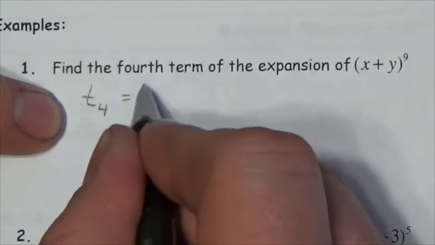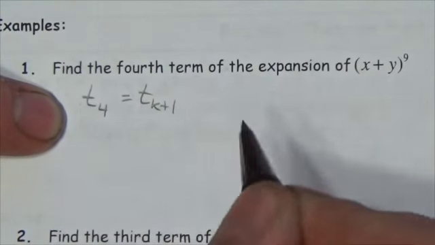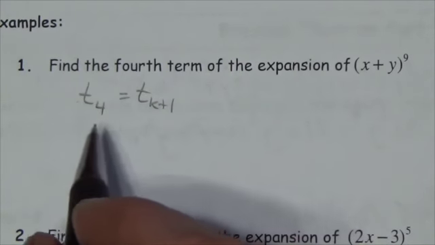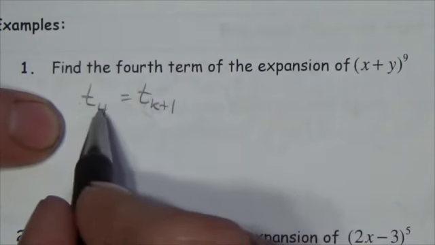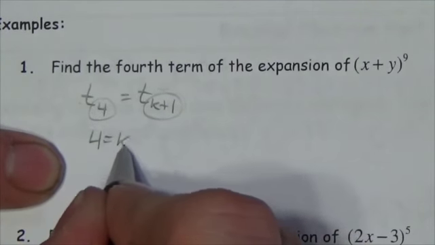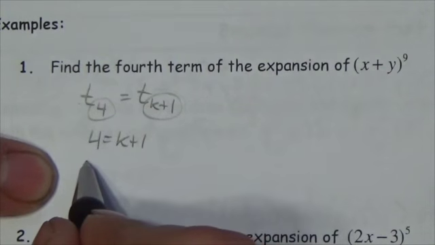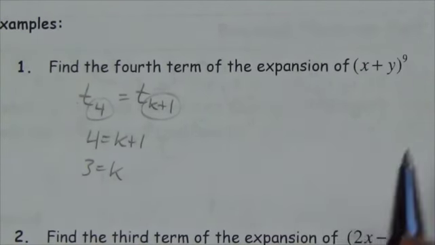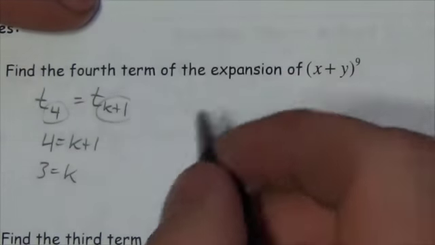Now, bearing in mind that according to our expression there, it's t sub k plus 1, if we're looking for the 4th term, and these little subscripts here are supposed to be the same, that means 4 is equal to k plus 1. So k is equal to 3. Okay, that makes this a lot easier for me to work with because now I know that.